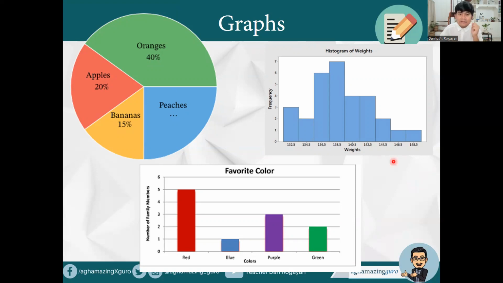This was asked in the board exam. In the recent board, they asked what specific graph you can use to show the frequency distribution better, so you will answer histogram.